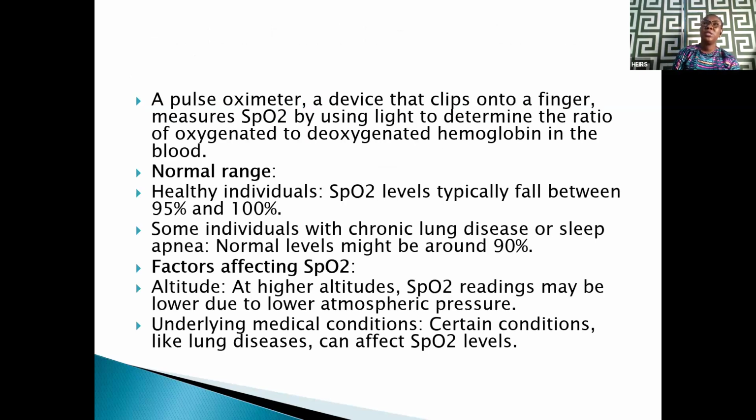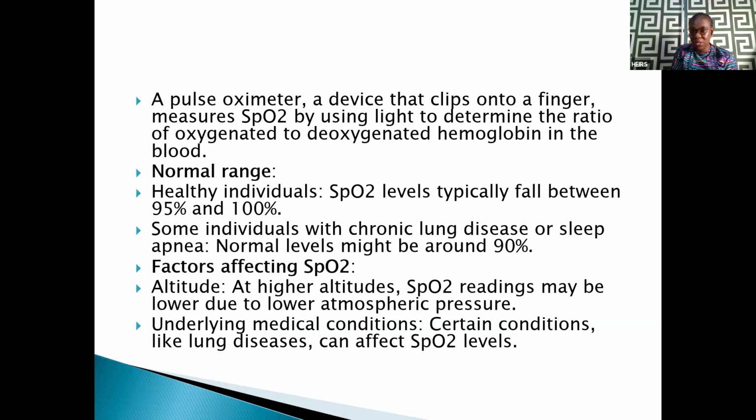So the device we use is called a pulse oximeter. Usually you clip it on the patient's finger and you take the reading. So normal range, your patient that is healthy, no hassle, would have a reading of 95 to 100. Now, many of the patients you care for would have 90. 90 to 100 is considered normal for them because they have chronic diseases. So chronic lung diseases, sleep apnea, chronic heart failure, and a number of such conditions, they may not have readings as high as 95, they may have 90, and that is considered normal.